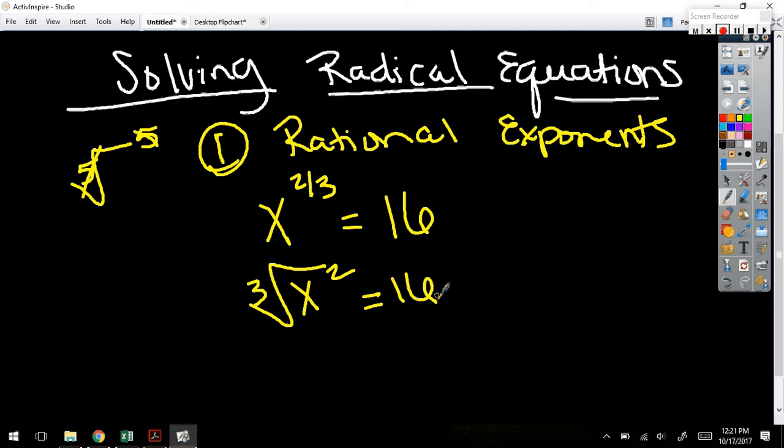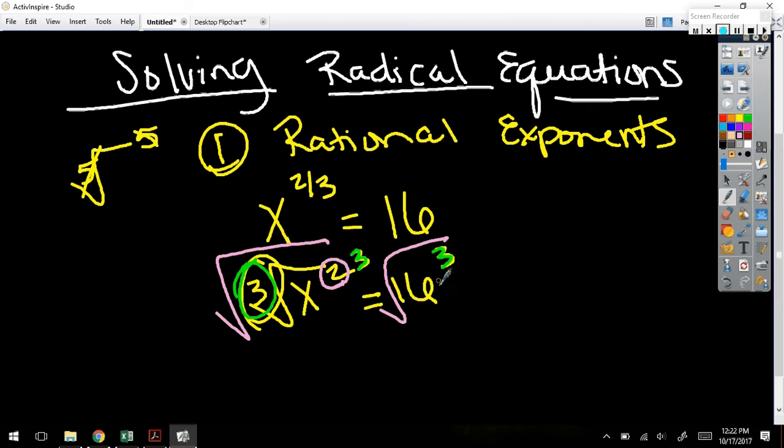You're going to have to essentially do 2 things. To get rid of this, you would do what? A 3rd power. And to get rid of, I should do that in a different color. So to get rid of this, it would be a 3rd power on both sides. And to get rid of this, square root it.